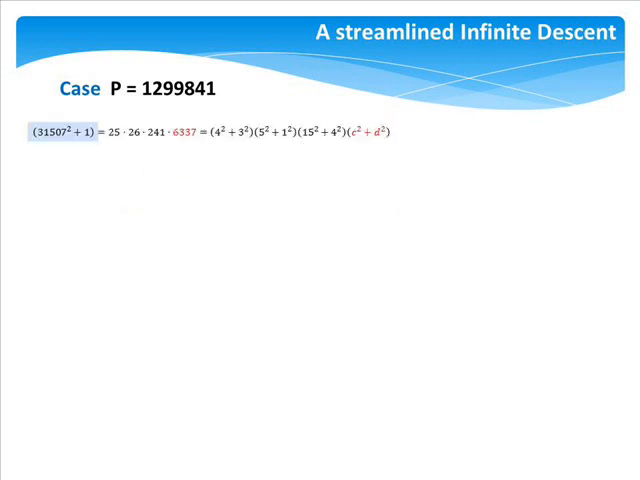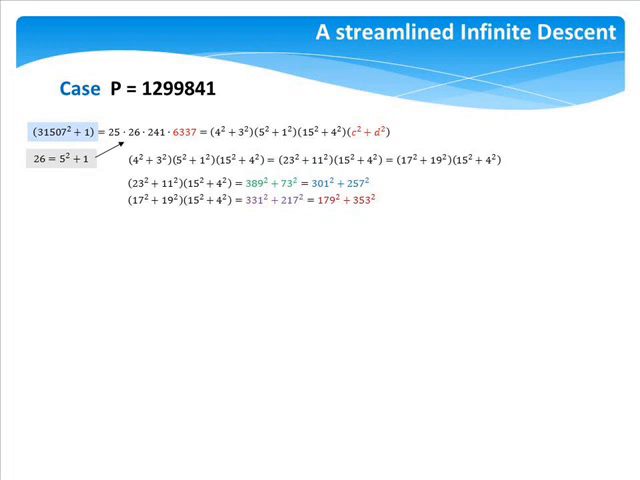Next step is dealing with 31,507 squared plus 1. That's equal to 25 times 26 times 241 times 6,337. We already know the decomposition of 25 and 241. And the decomposition of 26 is easy, 5 squared plus 1. So we only need to find the decomposition of 6,337.